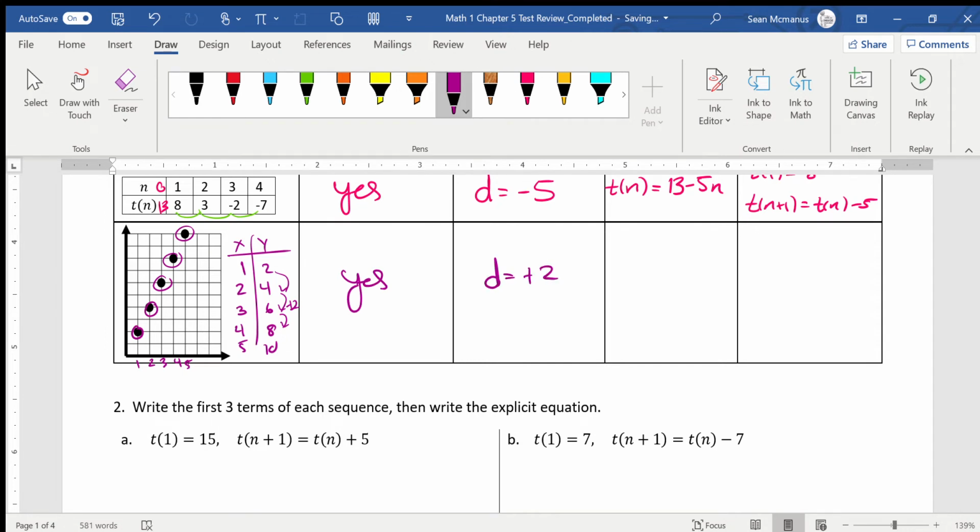And I would need to find the 0 term. Well, that's the y-intercept. It's going to be down here. So if I subtract 2, I'm going to get 0. So t of n equals 0 plus 2n. I could lose the 0 if I want to. T of 1 equals 2, and t of n plus 1 equals t of n plus 2. And that's this 2 right here.